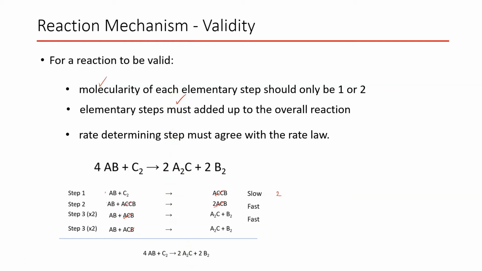And now the question is, does my rate determining step agree with my rate law? Our generic rate law, we know, is rate equals k times the concentration of AB raised to the m, times C2 raised to the n. So if I look at my rate determining step, AB occurs once and C2 occurs once. Therefore, since AB occurs once, it should have an order of 1. And since C2 occurs once, it should also have an order of 1. So if this is our rate law, then this would be a valid mechanism.